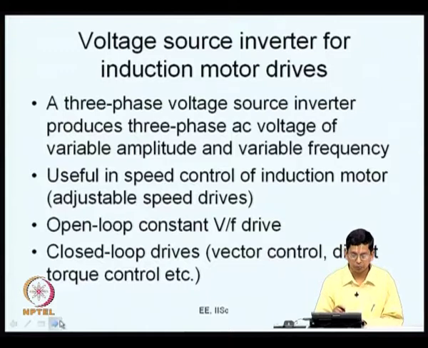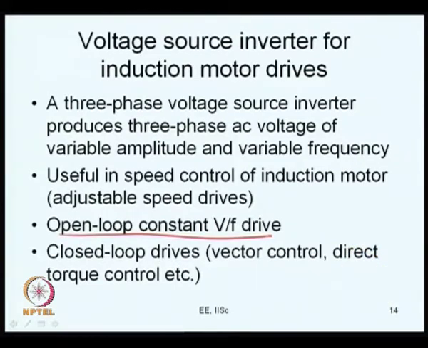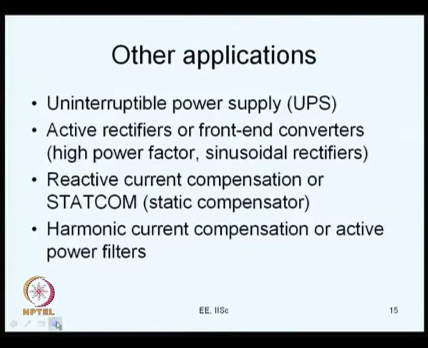What we are going to look at is confining ourselves to open loop constant V by F drive here, and closed loop is dealt with in other courses. We are able to vary both the frequency and amplitude, and therefore we use an adjustable speed drive and we call it an open loop constant V by F drive, right. So, this is one application that we will be invoking in most of this course. There are other applications as we mentioned.